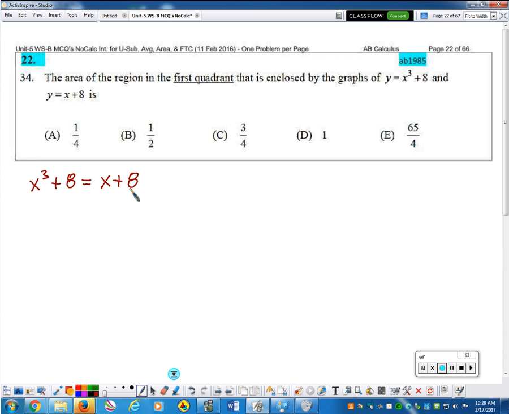Great. So you subtract x and subtract 8. Nice. So x cubed plus 8, subtract x, subtract 8, it's going to equal 0. So we get x cubed minus x. Somebody know what? Factor out an x.